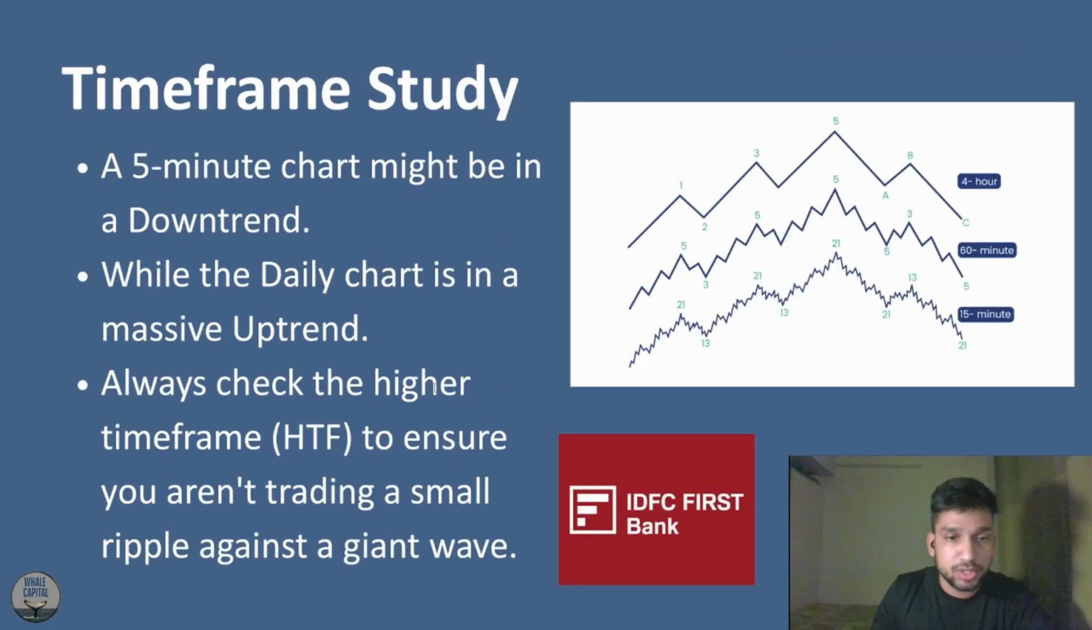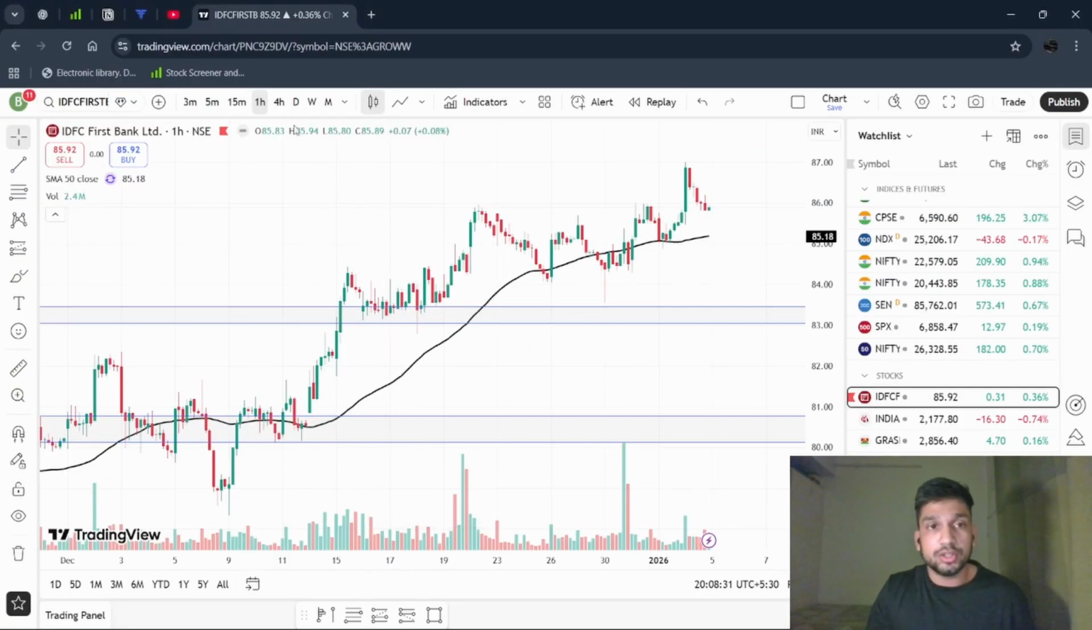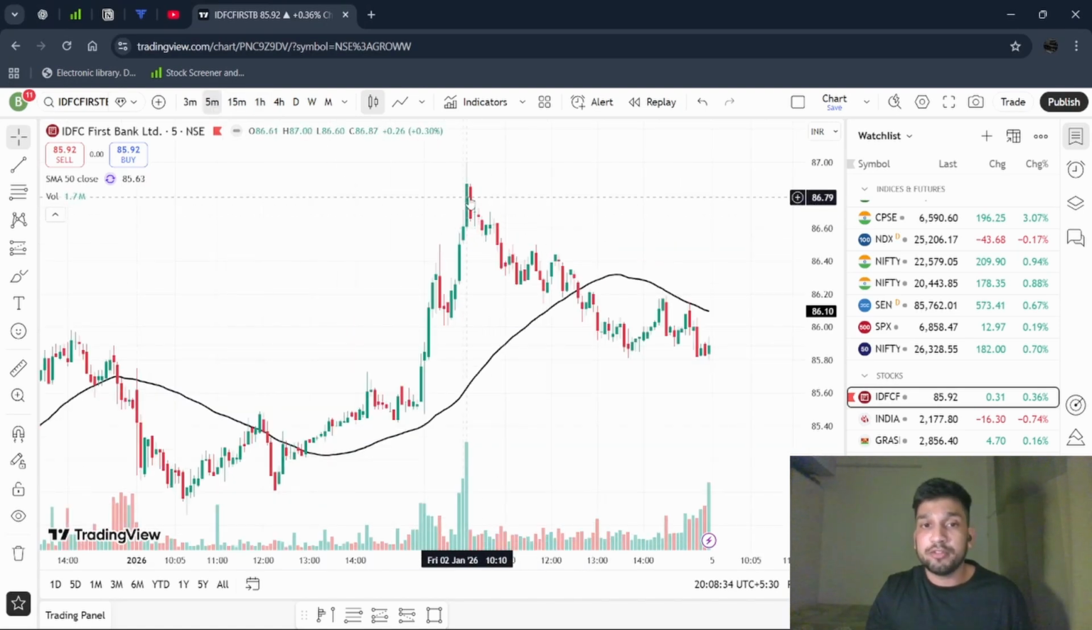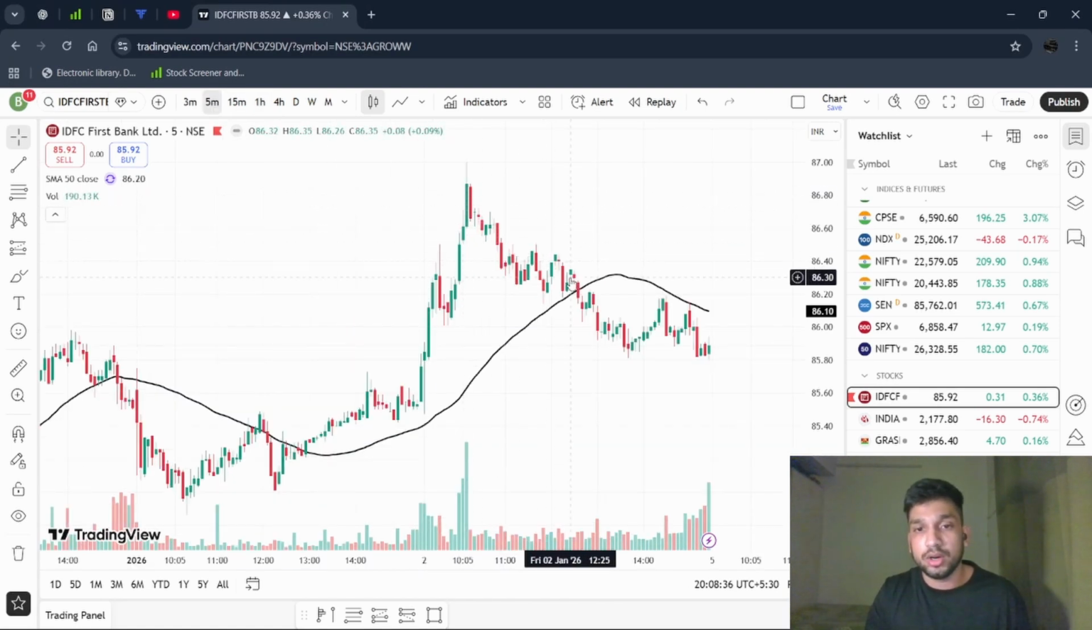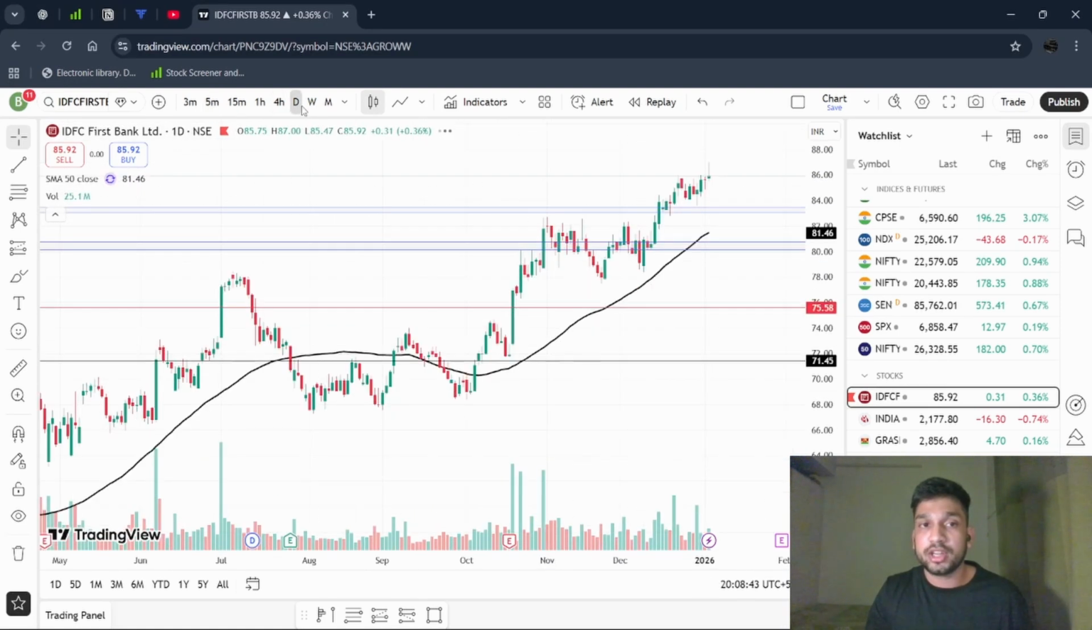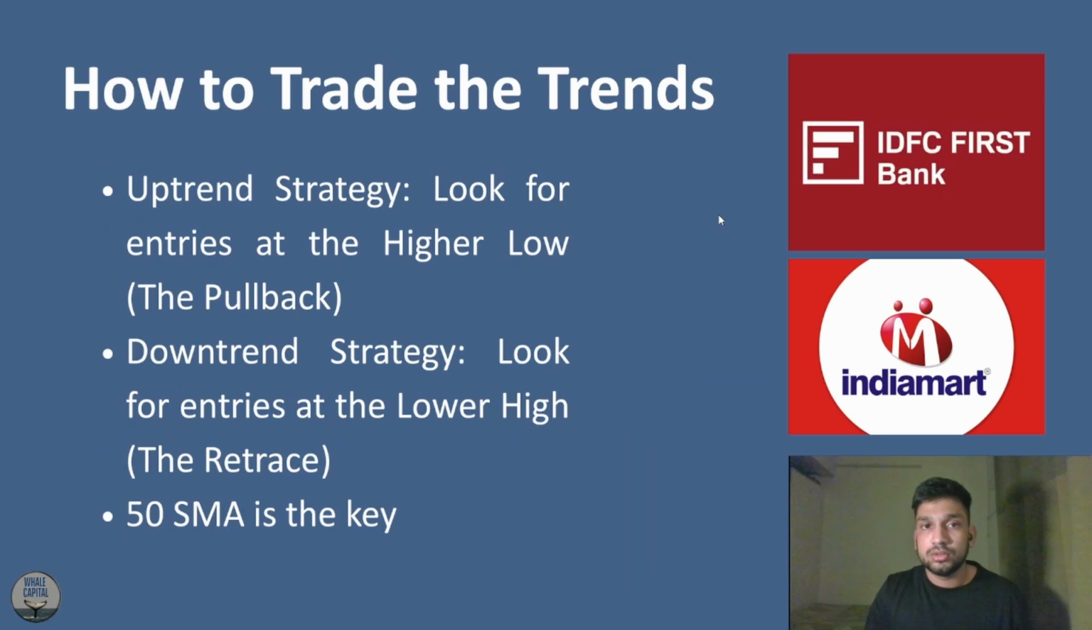And yeah, one more important thing, never ever go against the trend of the higher time frame. It will be tempting for you to go short on IDFC First Bank here, looking at this chart, but always check the higher time frame. And if the higher time frame is largely a strong uptrend, you shouldn't go short on this stock. So this is how you trade different trends.